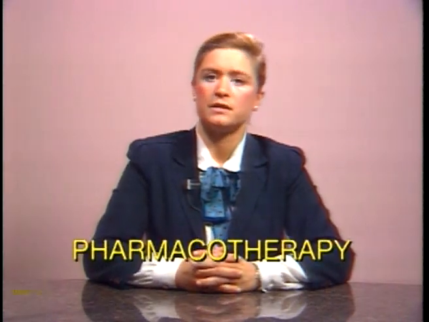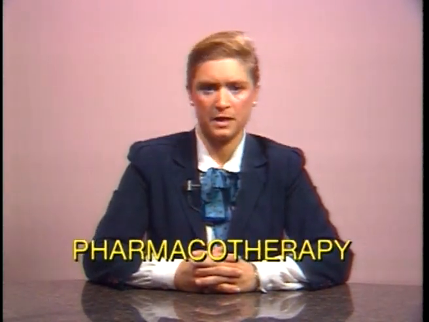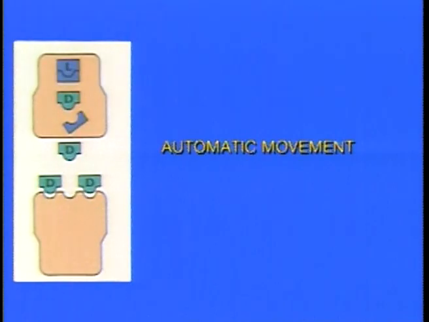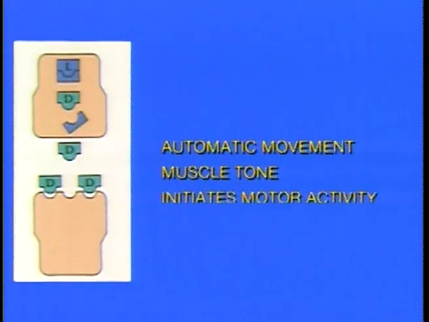Pharmacotherapy is a major component of management for these patients. Parkinson's disease is a progressive neurologic disorder which is a result of gradual cell loss in the substantia nigra, a part of the basal ganglia located at the base of the brain. Substantia nigra cells produce dopamine. Dopamine is a neurotransmitter which facilitates communication between nerve cells that control automatic movements, muscle tone, and the smooth and rapid initiation of motor activity.